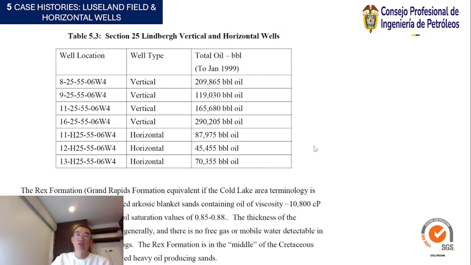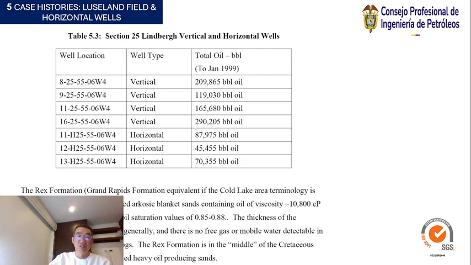This table shows us section 25 Lindbergh vertical and horizontal wells. Here are 4 vertical wells and 3 horizontal wells, and we can see the production. The vertical wells produce more than the horizontal wells.